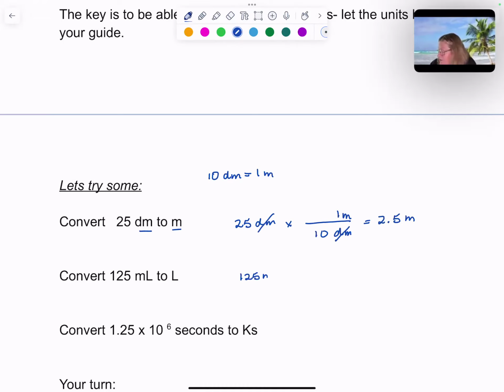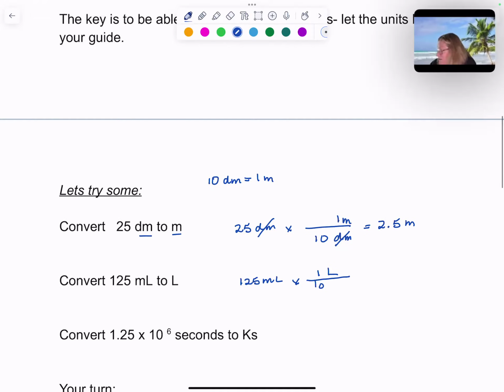125 milliliters. We want to convert it to liters. For every 1 liter, there's 1,000 milliliters. Milliliters on the bottom, those cancel. 0.125 liters.